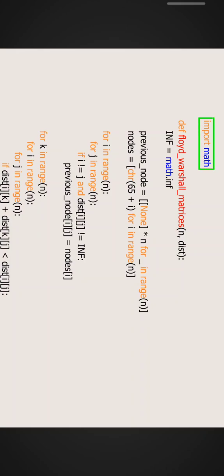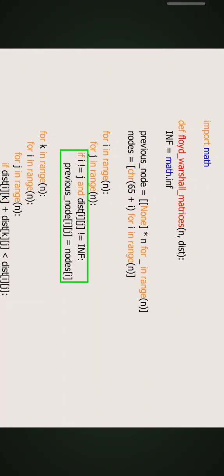First, we will import the math library. Then, we will define a function that takes the dimension n and the matrix as input parameters. Then, we initialize a variable infinity using the math library we imported earlier. Next, we initialize the previous node matrix with none values. Then, we also create a variable nodes that maps indices to letters like A, B, C, and so on. After that, we loop over the distance matrix, and for each pair of nodes, if there's a direct edge between them, we set the previous node in the previous node matrix to the source node.